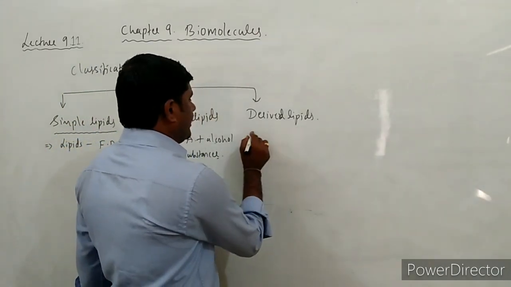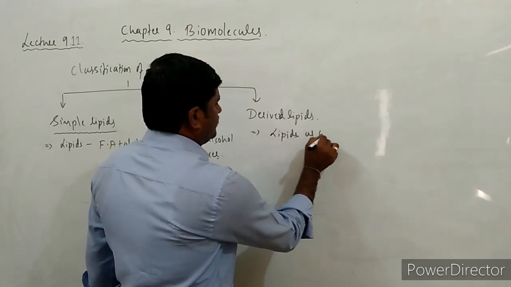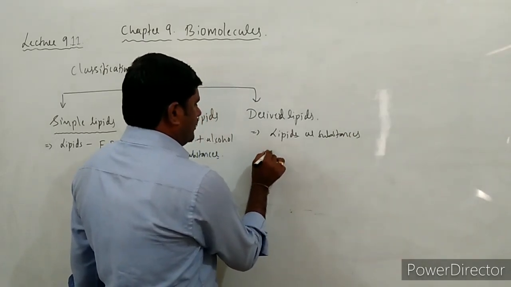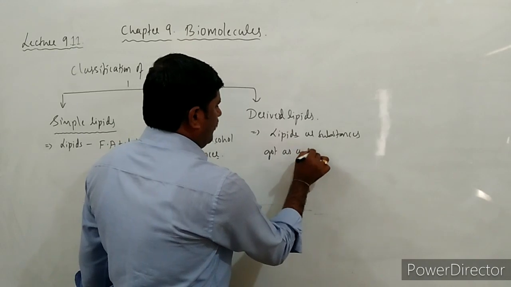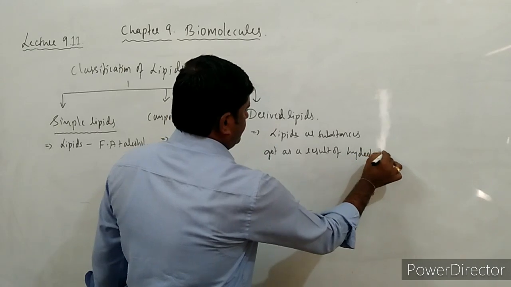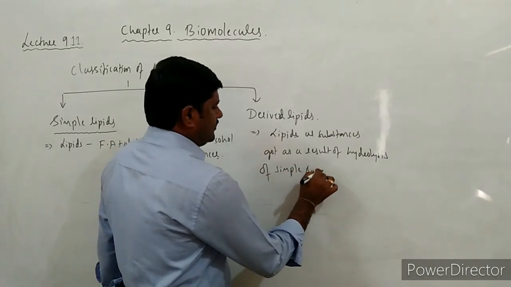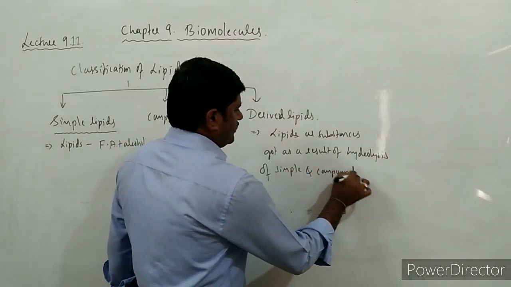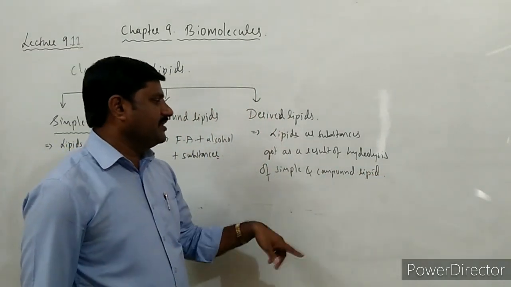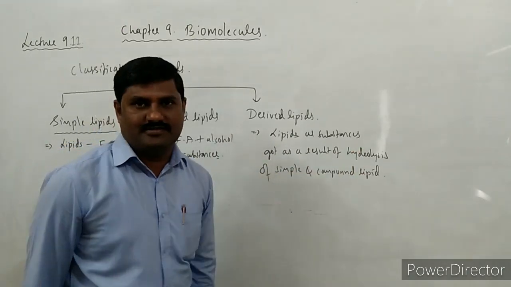And derived lipids are those lipids or substances got as a result of hydrolysis of simple and compound lipids. Means these derived lipids are nothing but they are derived from simple or compound lipids by the action of the hydrolysis process, right?